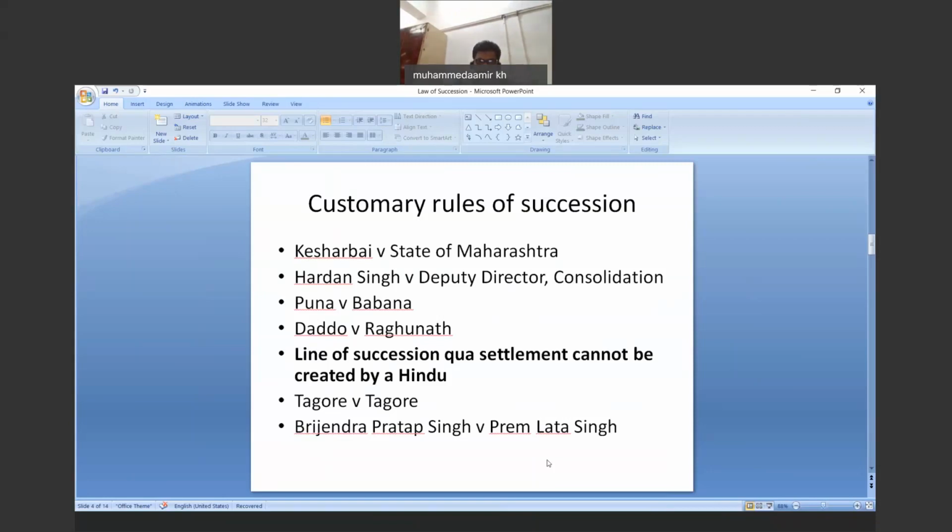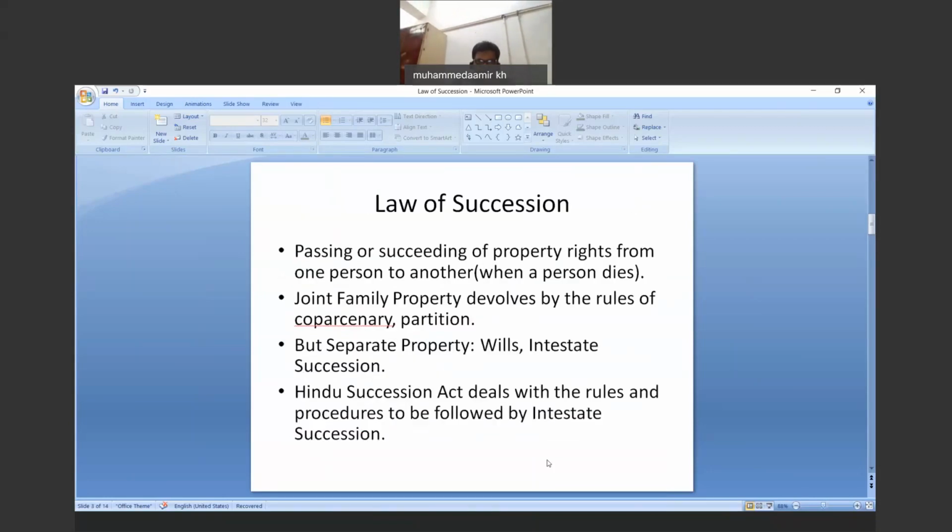Are you able to get it? Okay. Whatever a person is doing with wills is known as testamentary succession. Is it clear to you? I hope so. I will repeat it again.